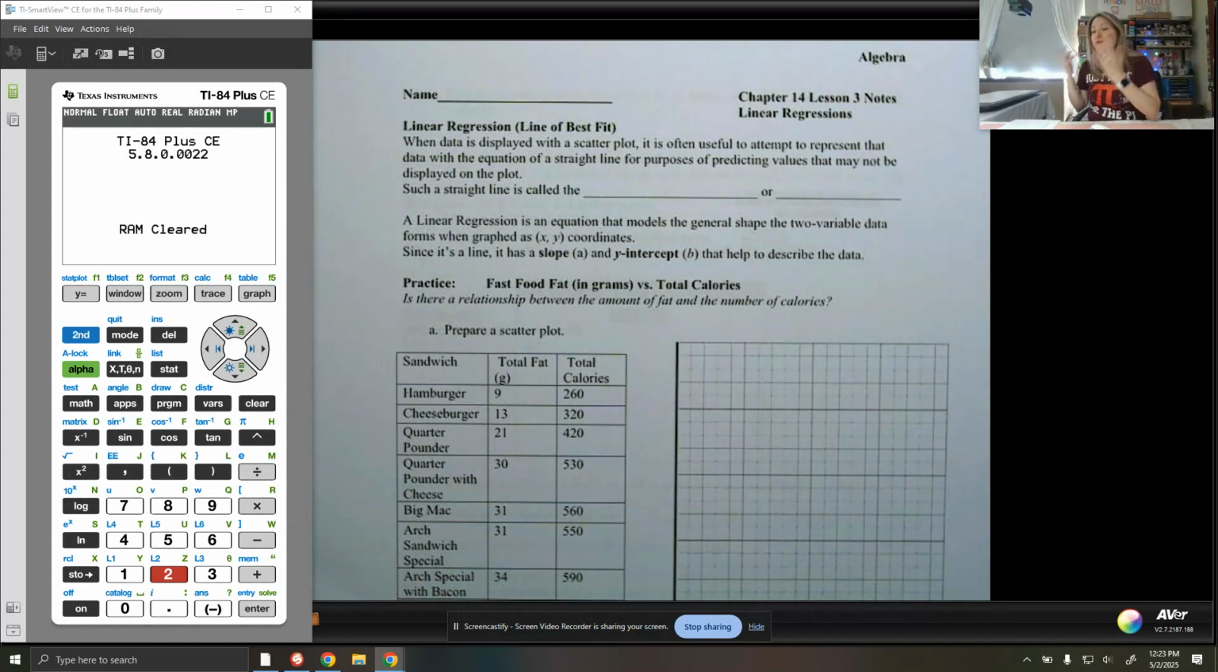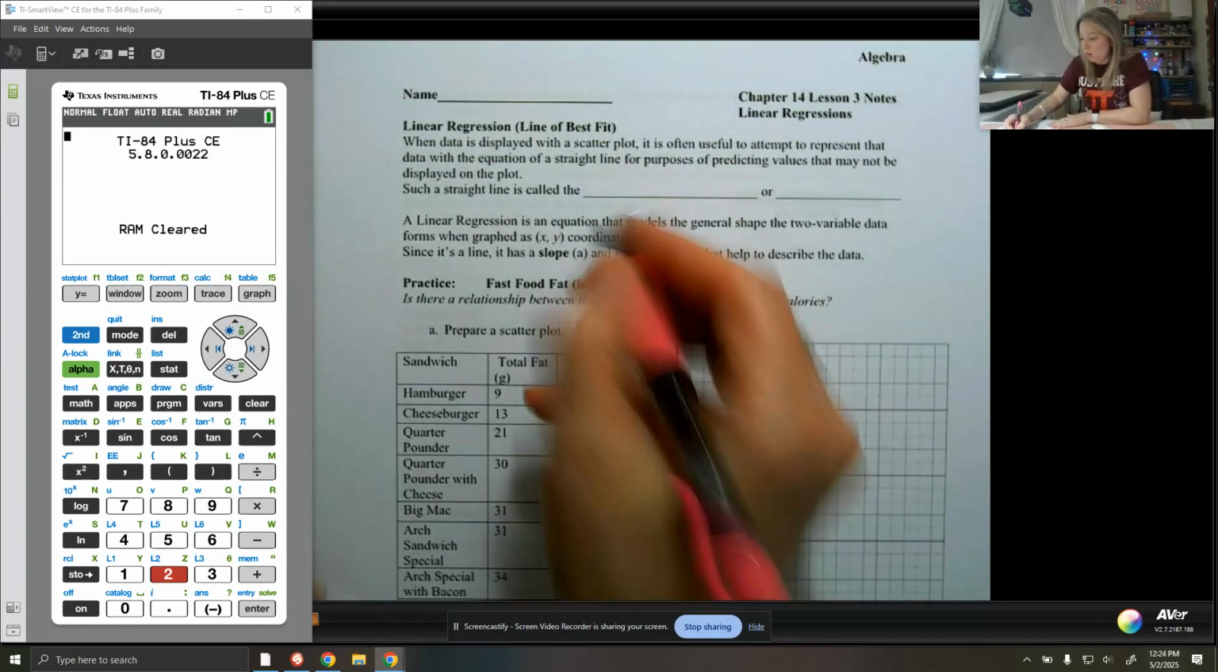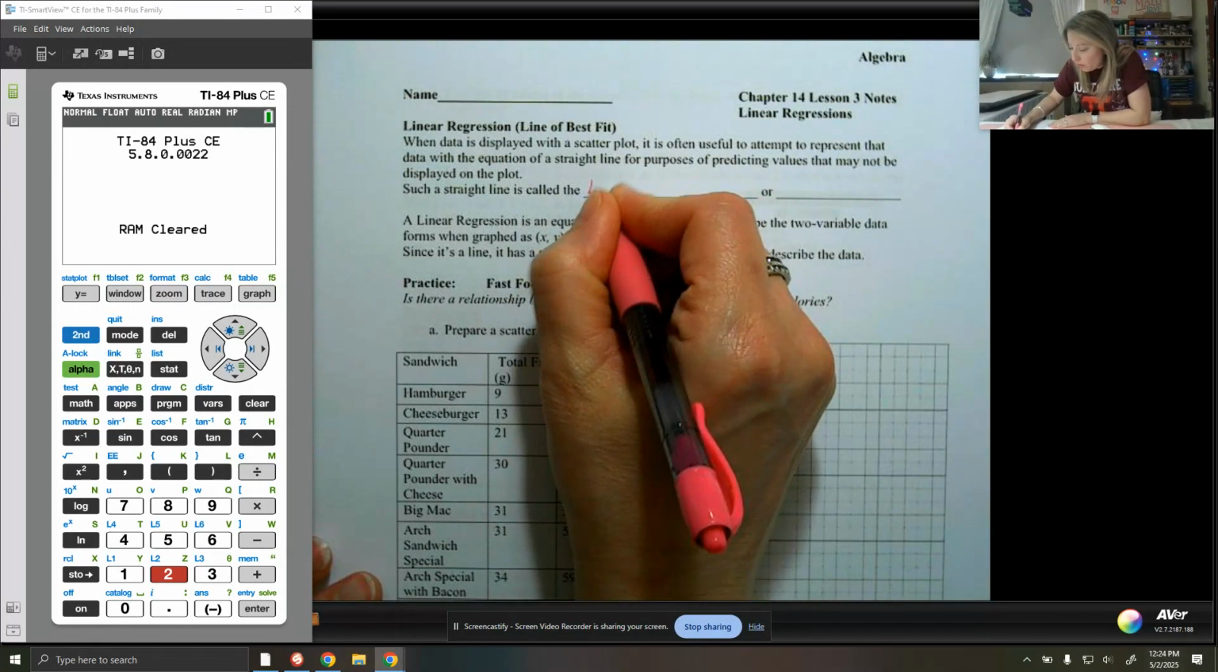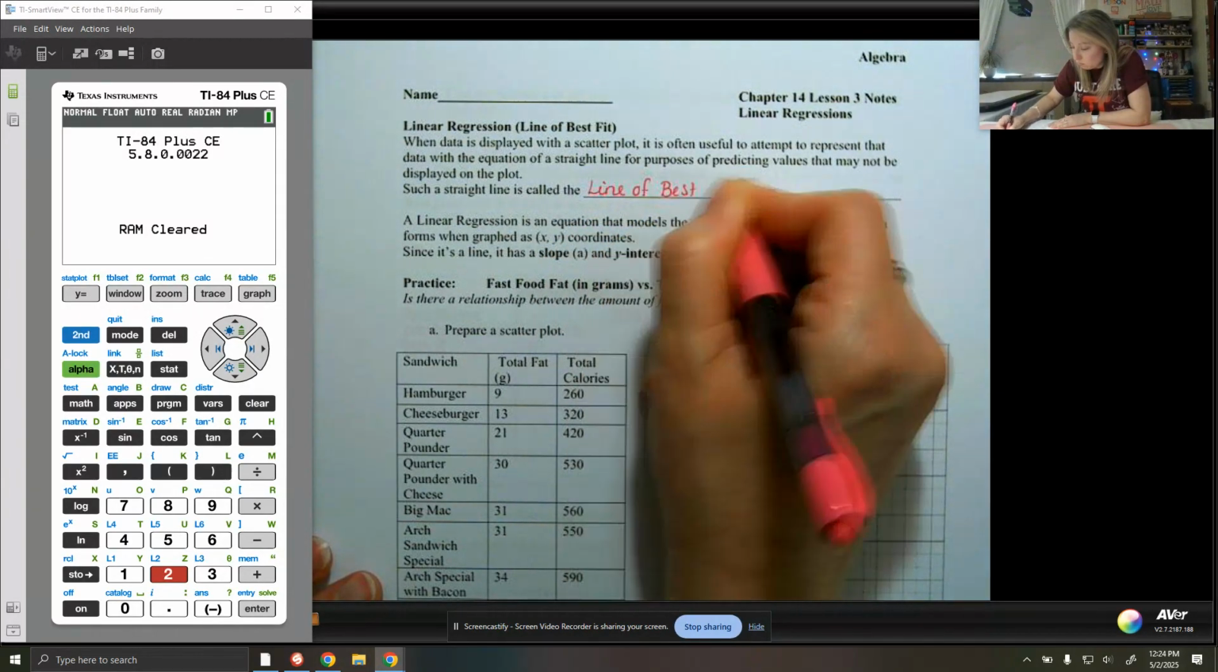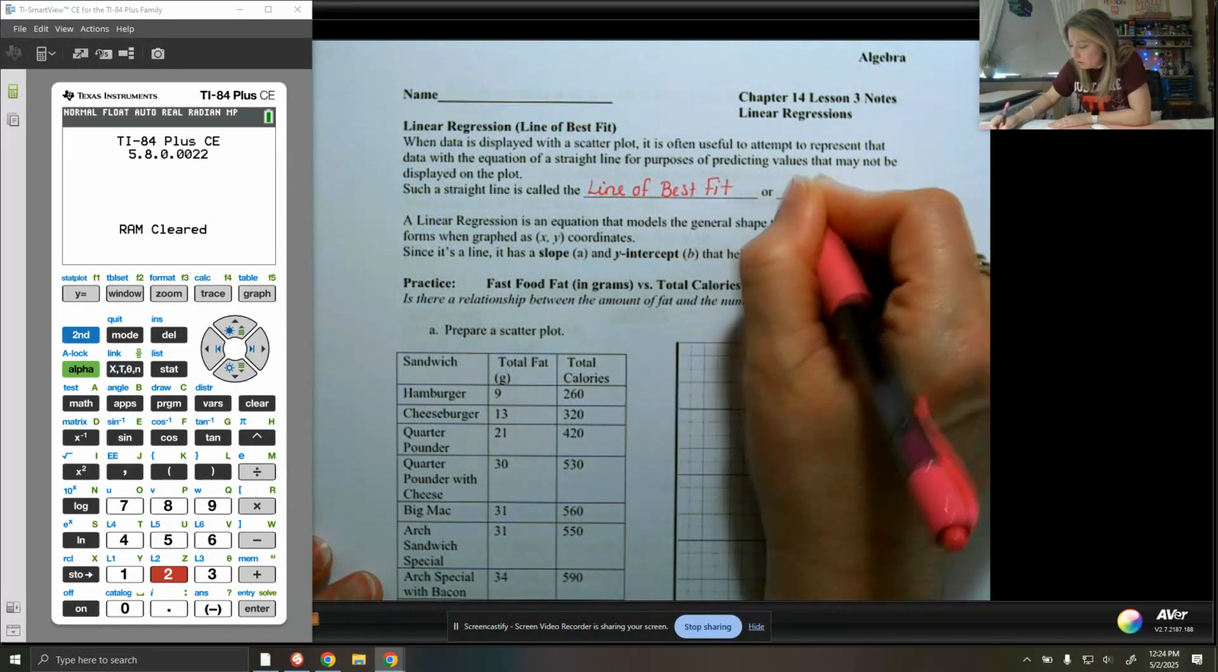Actually calculating what would be a good fit for the particular data set that we have. So if we are looking at two variables of data and we graph them in a scatter plot, and we find that it looks like there's some sort of linear relationship between the two, we can use our graphing calculator to actually find numeric values for a slope and a y-intercept that would describe what we call a line of best fit or a linear regression.